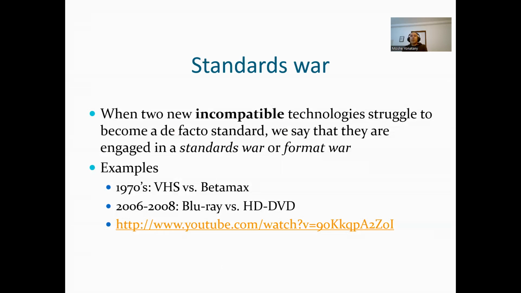So what is a standard war or a format war? It's when two new incompatible technologies struggle to become the de facto standard. And please remember, we talk about markets that are subject to network effects. So we had two very well-known standard wars or format wars, in the 1970s between VHS and Betamax, and in recent years between Blu-ray and HD DVD. And in both cases, the technology that won was the one that had more supporters, okay? It wasn't that they had a better technology. At the end of the day, they managed to build a larger coalition.